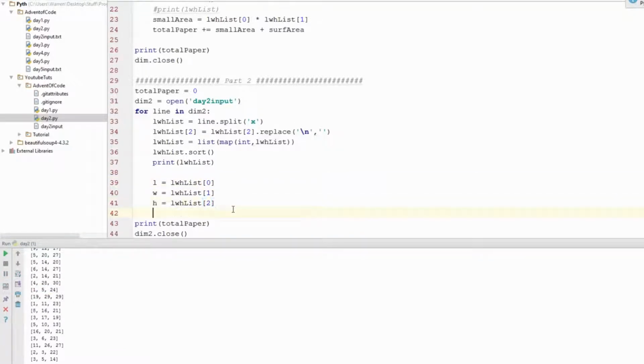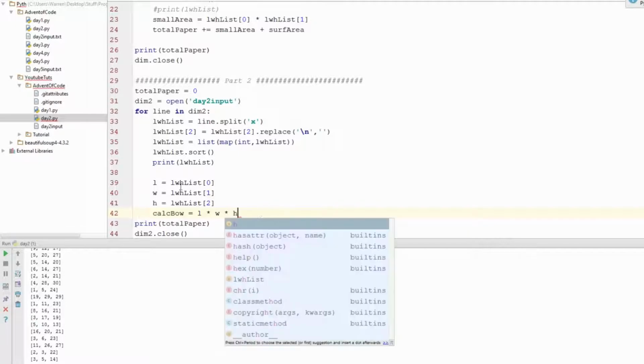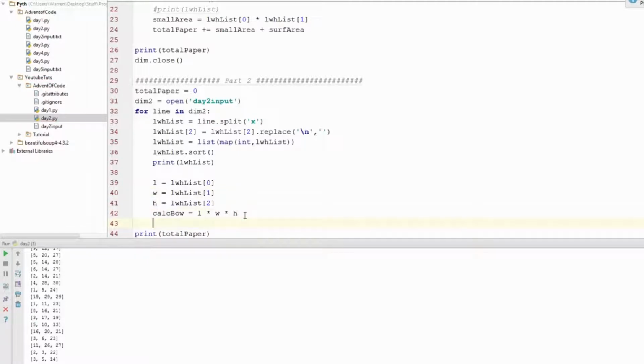And let's go ahead and make some variables. So calc the bow. I'm pretty sure bow was just all of them multiplied together, which is why I could sort it earlier. If they were looking for it in a specific order and not doing multiplication just across the board, I could not have sorted it here. I would have had to sort it after they call for the smallest side.